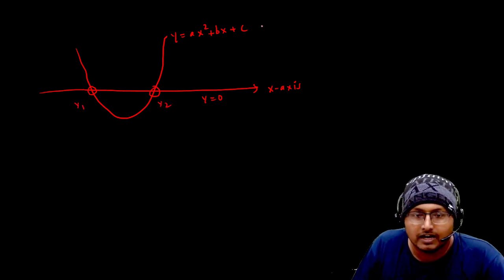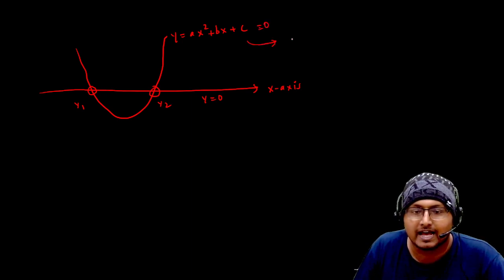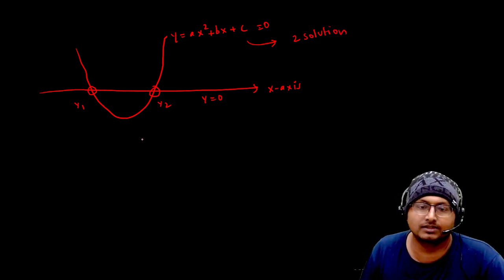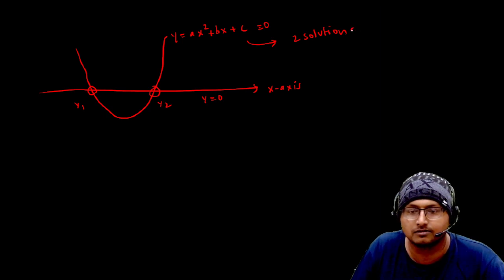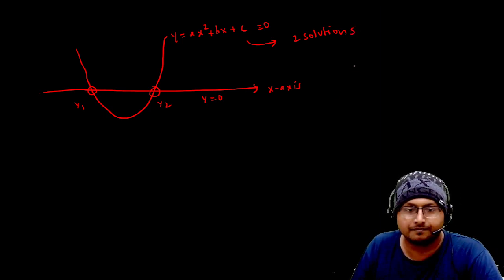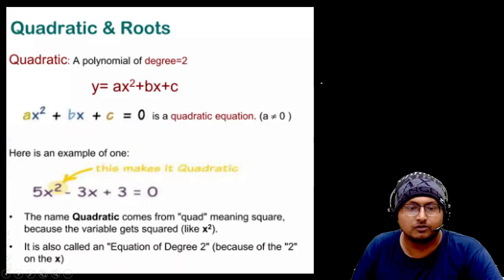So if ax square plus bx plus c equals 0, if we equate, this has two solutions. Why two solutions? Because this curve is touching the x-axis at 2 points. Did you understand? So it has two solutions. In a similar fashion, okay, so let us understand.